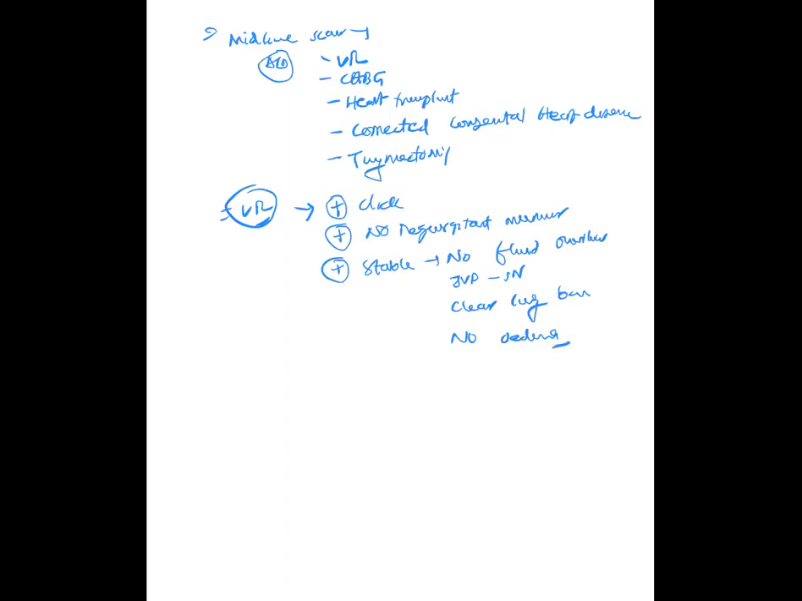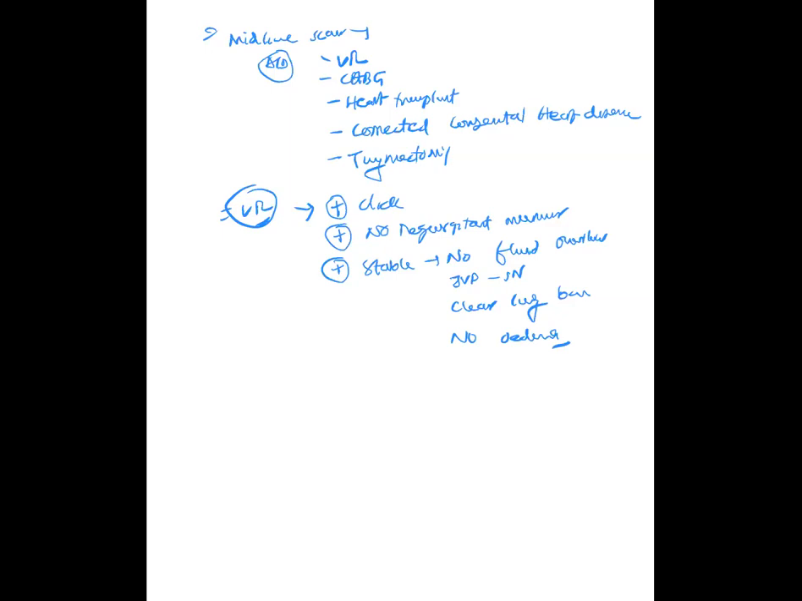So the examiner will ask, why are you so sure that the valve is functioning? Yes, on examination this patient's JVP is normal, a precordial metallic click is present, no regurgitant murmur, the lung bases are clear, and there is no peripheral edema. So I think this patient has a functional valve replacement.